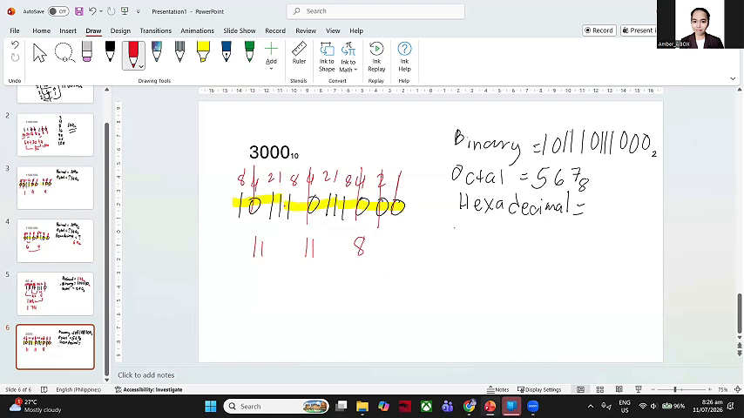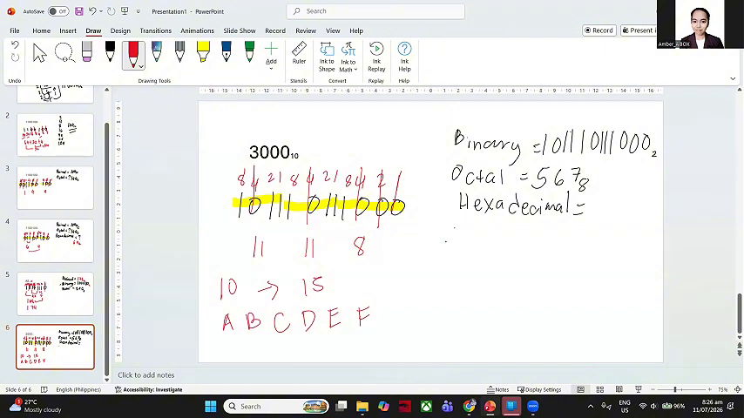So how can we answer this? Okay, so we have our letters, right? Letters from 10 to 15. So A is 10, B is 11, C is 12, D is 13, 14 is E, and then F is 15. Okay, so now we have our 2 11 here.